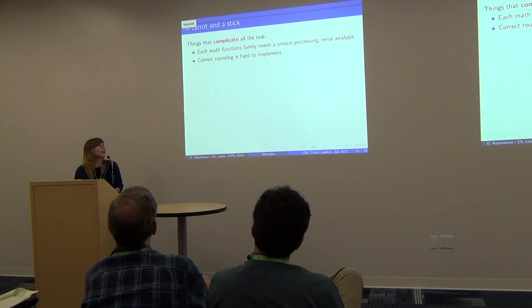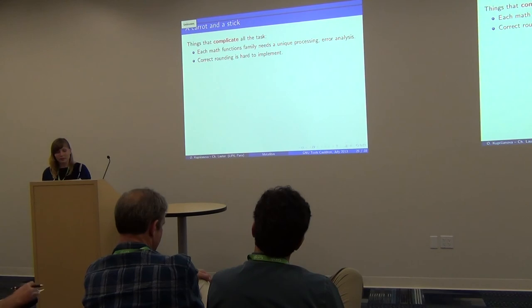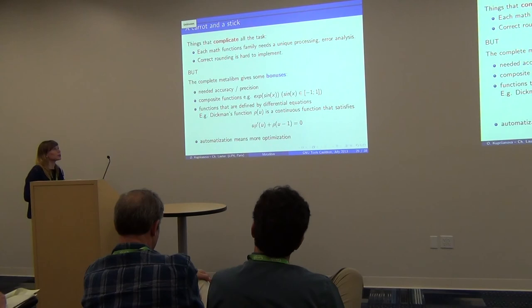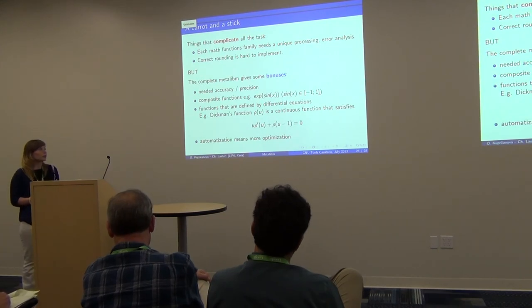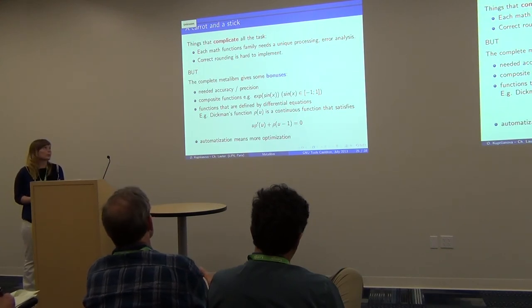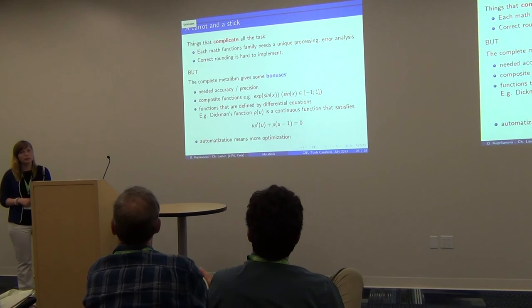This project has, we can say, carrots and sticks. Each mathematical function family needs some unique processing depending on its mathematical properties. And correct rounding is hard to implement. But if we manage these problems, it gives us some bonuses. We get function implementations for the needed accuracy and precision for the specified domain. We can have implementations for composite functions. For example, if we want an exponential of sine, we don't need to handle all the special cases, NaNs, infinities for the exponential. We know that the domain for sine is minus 1, 1.